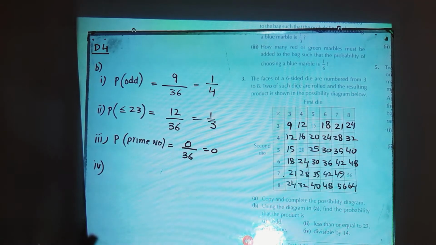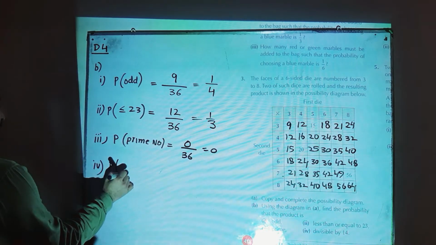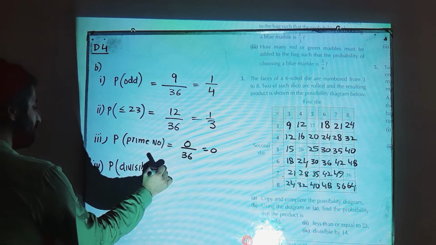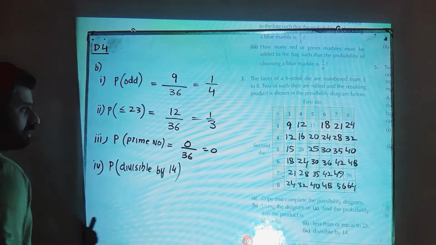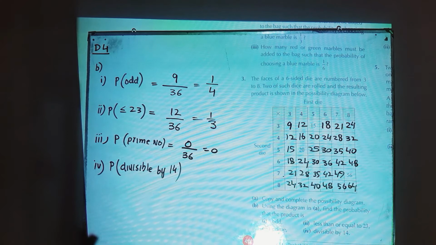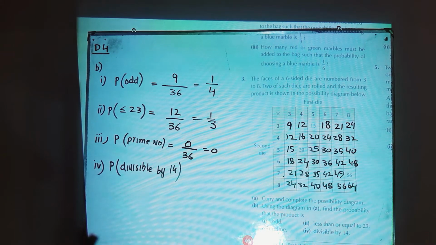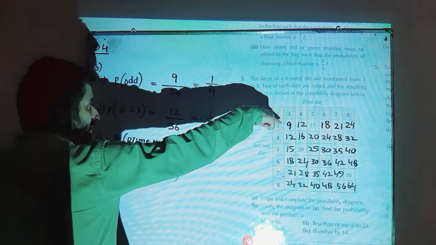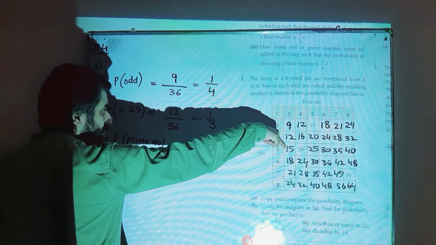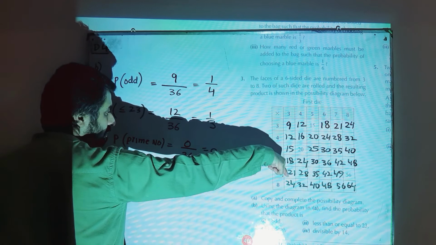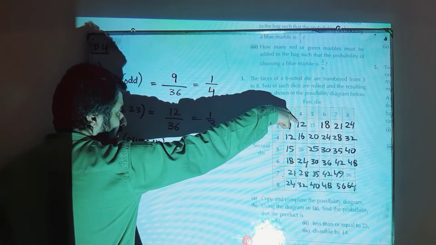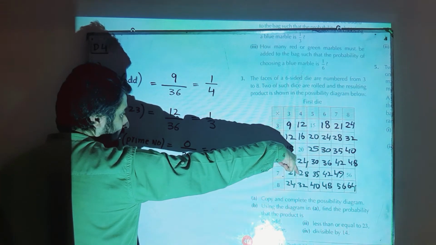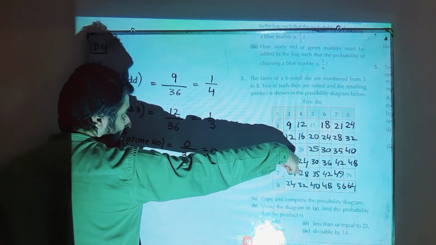And what is part number 4? That is a number that is divisible by 14, sorry. Probability of a number divisible by 14. So how many do we have divisible by 14? Okay, is it divisible by 14? No, no, no, no, no, no. Okay, this one, divisible by 14, 1. 28 is divisible by 14.